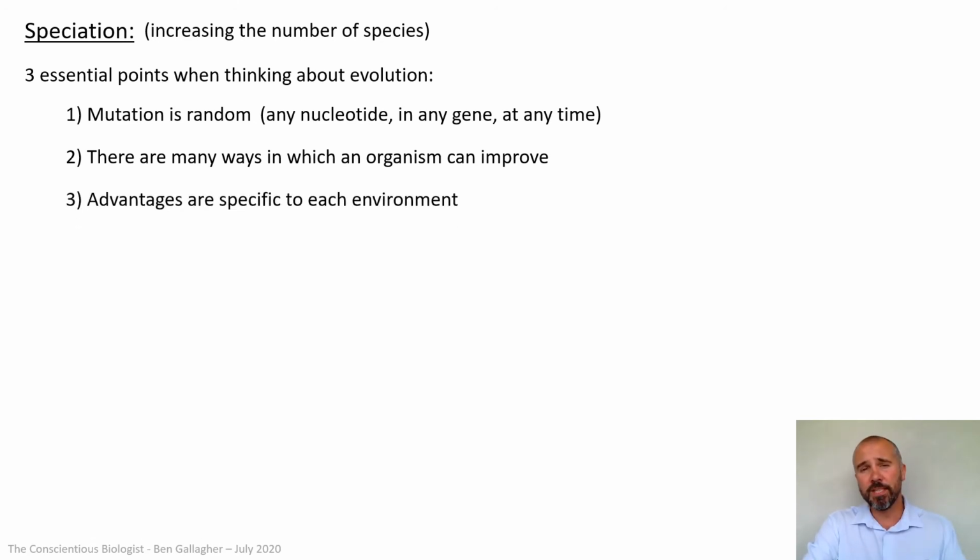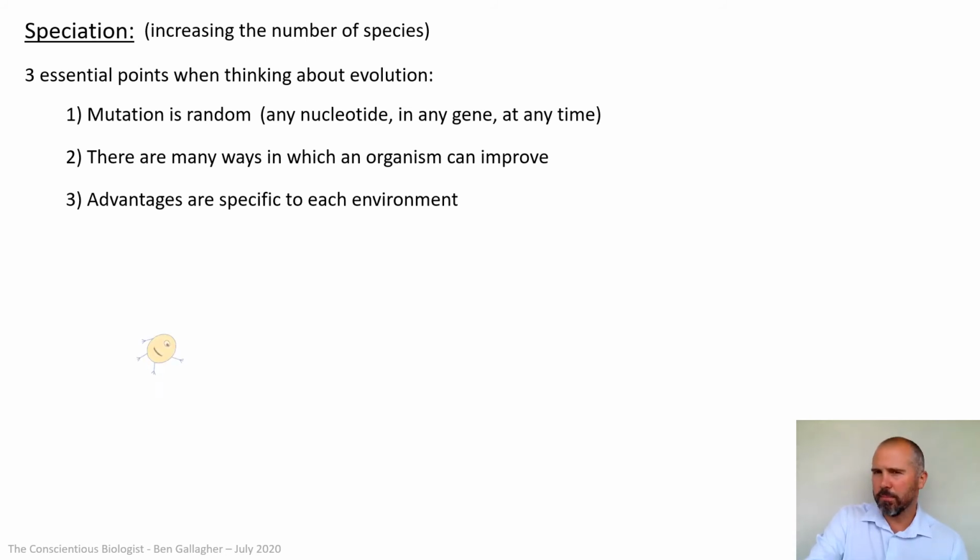3, advantages are very specific to each environment. So if you've got a polar bear, it's brilliantly, amazingly well adapted and evolved for living where it lives. You dump it in the rainforest and it would die very quickly. Its amazing adaptations for its environment are useless when you put it in a different environment. Same for all organisms, okay? And we don't all live in the same place. Hence why evolution is going to happen differently in different areas.